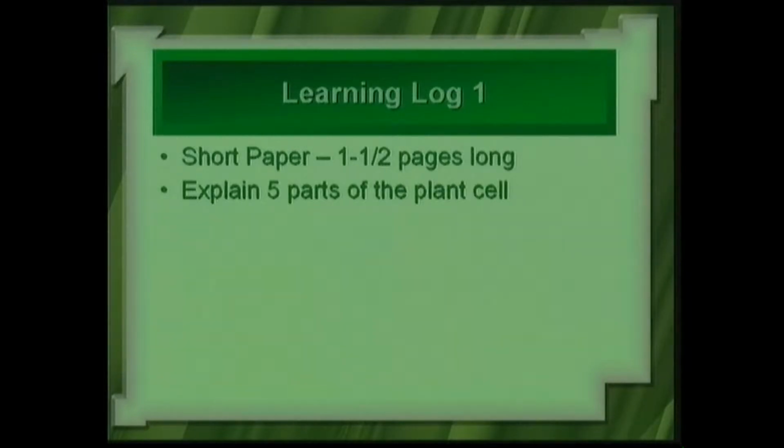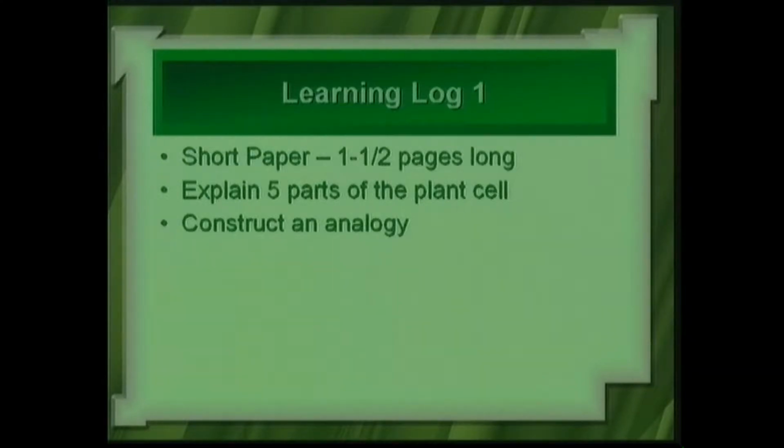So your first assignment is called Learning Log 1, and it does have to do with a cell, which we've been learning about last time, and we're going to continue this time. For one thing, it's going to be a short paper, but it is a formal paper, 1 to 1.5 pages long. You are going to take 5 parts of the plant cell, explain what these 5 parts do, and construct an analogy.